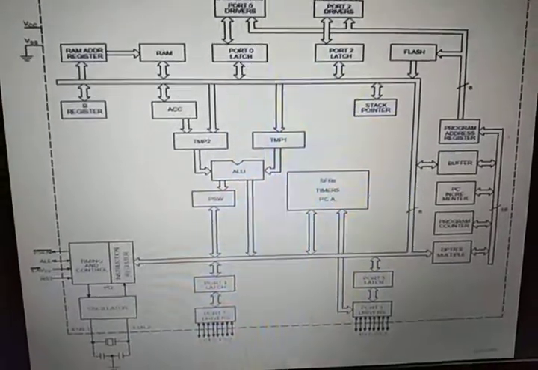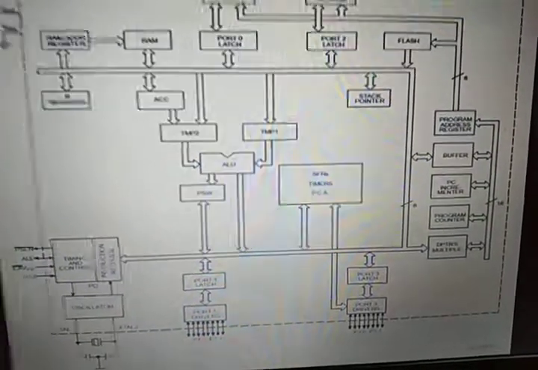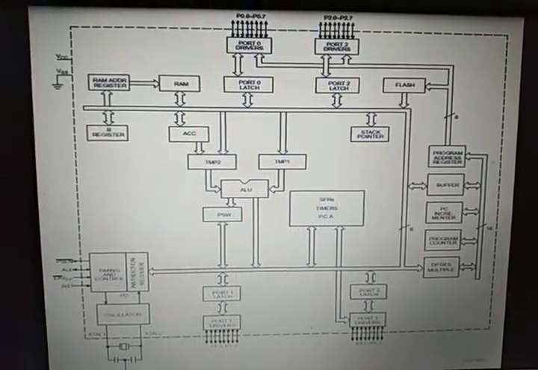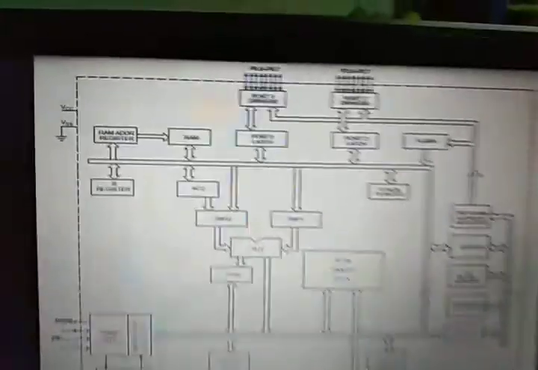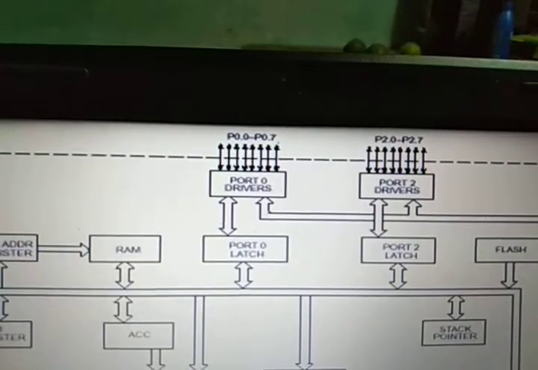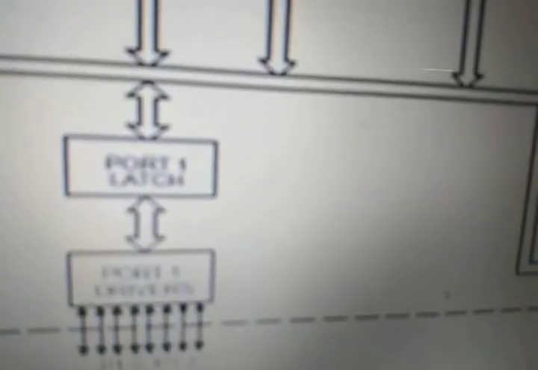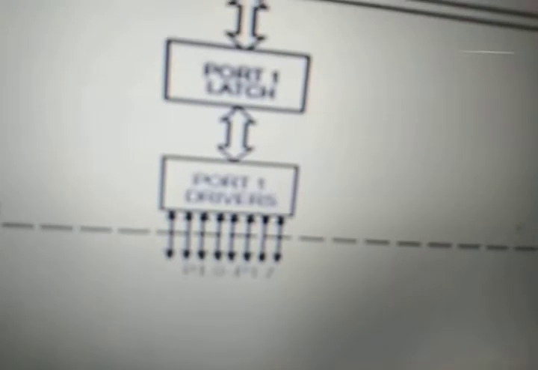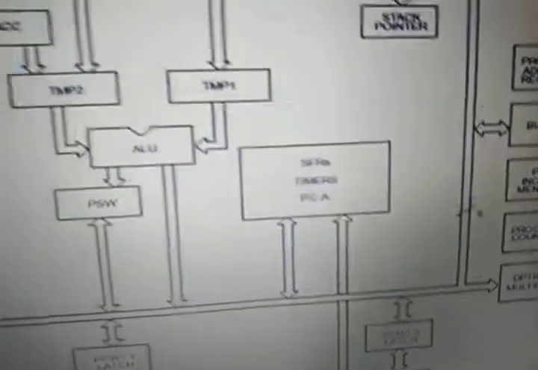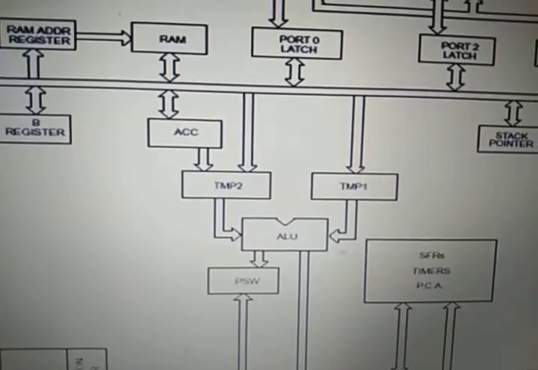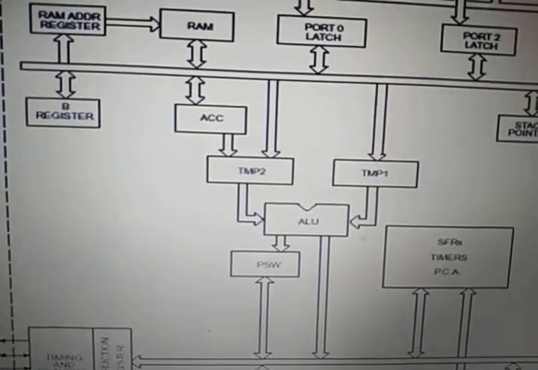This is a block diagram of the 8051 microcontroller, and we can see that port 0 and port 2 are arranged on the top. Since there are 8 bits, port 0 pins are known as P0.0 to P0.7, port 2 pins are P2.0 to P2.7, port 1 pins are P1.0 to P1.7, and similarly port 3 pins are known as P3.0 to P3.7.